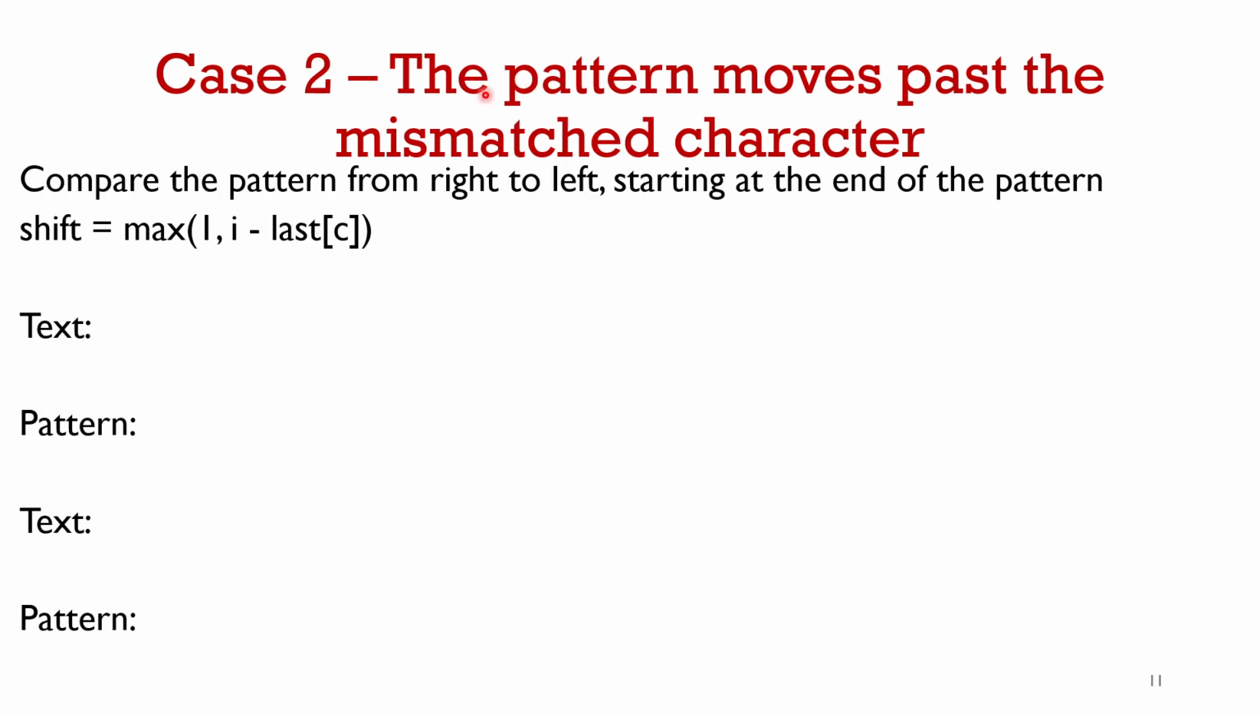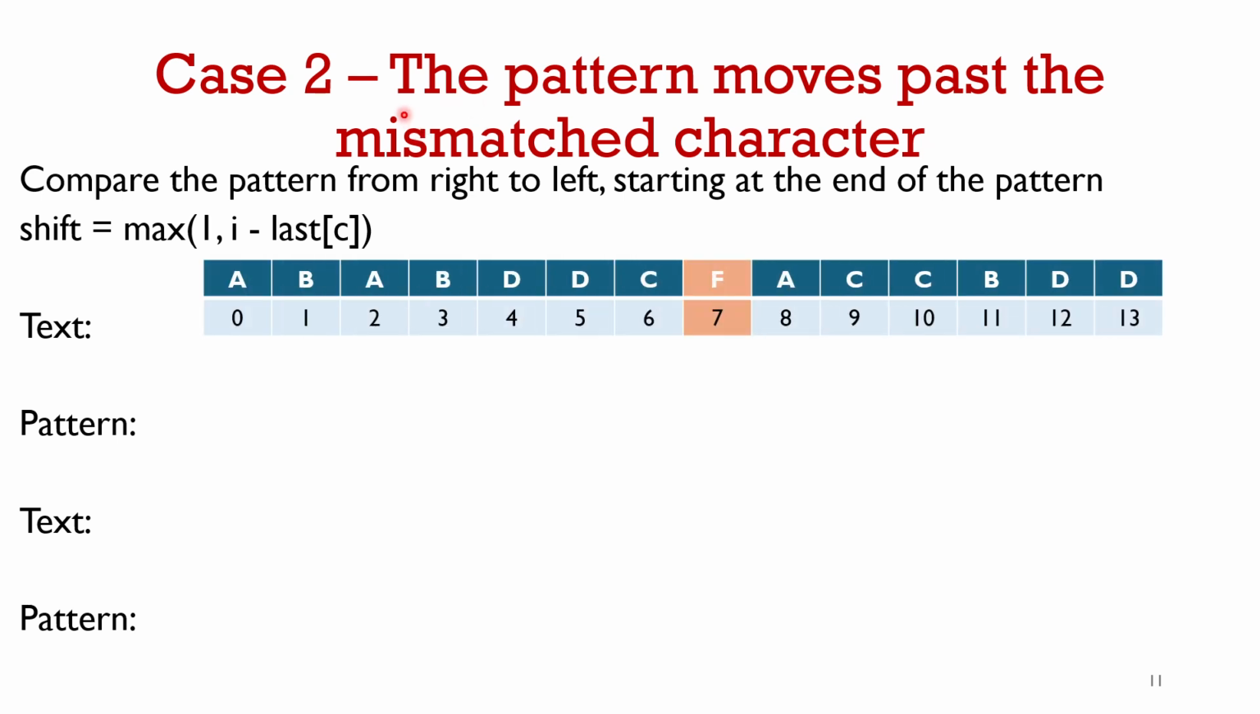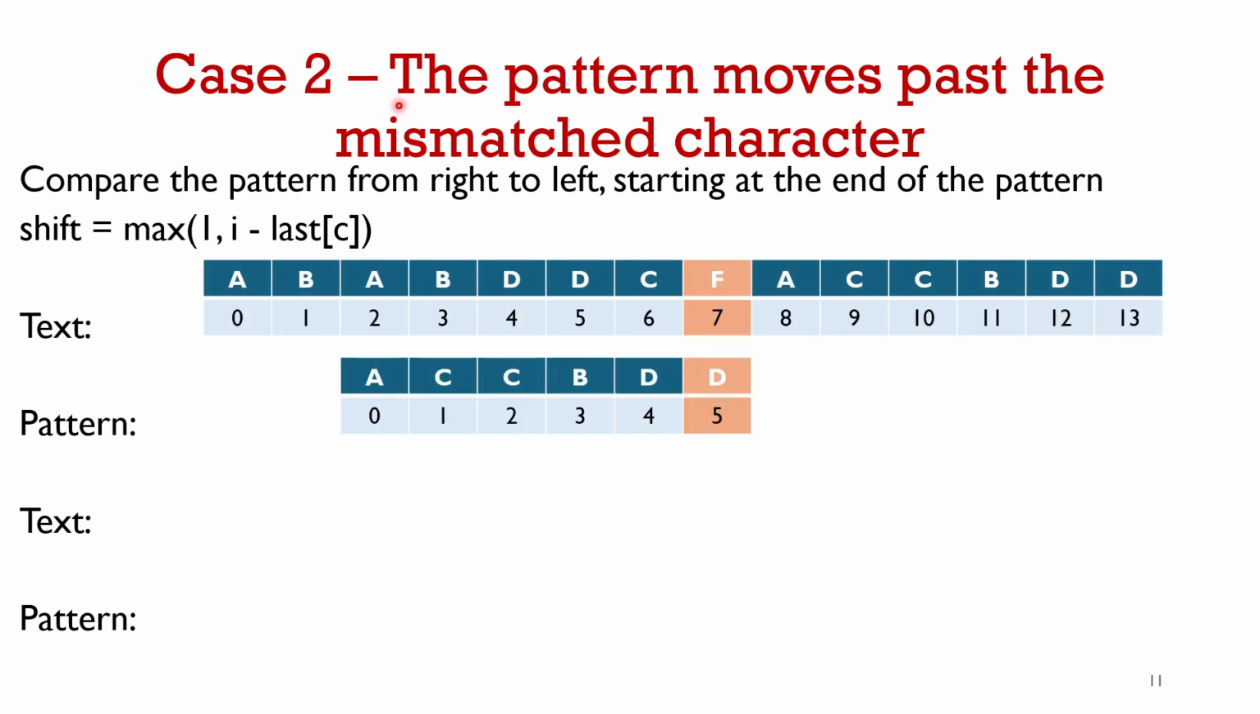Let's look at case 2, where the pattern moves past the mismatched character. In theory, we look up the position of the last occurrence of the mismatching character in the pattern, and if the character does not exist, we shift the pattern past the mismatched character.